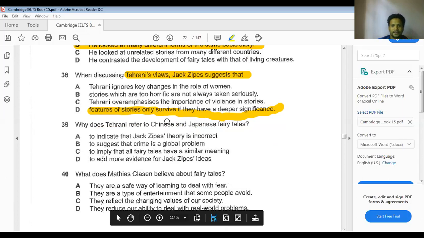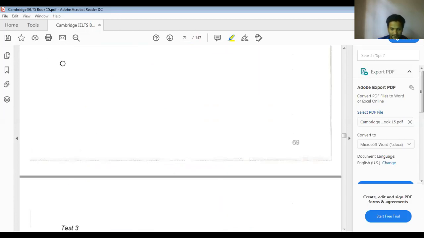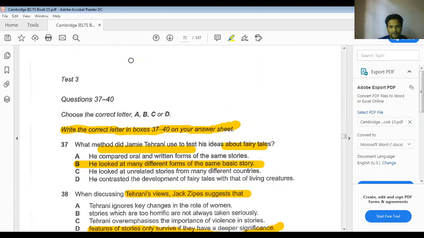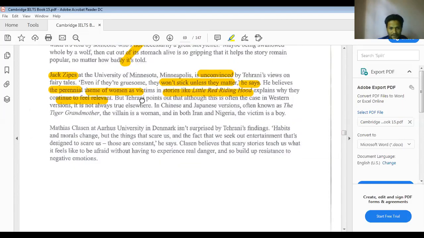Why does Tehrani refer to Chinese and Japanese fairy tales? Okay, let's find out. We need to search for the answer below. But Tehrani points out that although this is often the case in Western versions, it is not always true elsewhere. In Chinese and Japanese versions, often known as the Tiger Grandmother, the villain is a woman, and in both Iran and Nigeria, the victim is a boy.